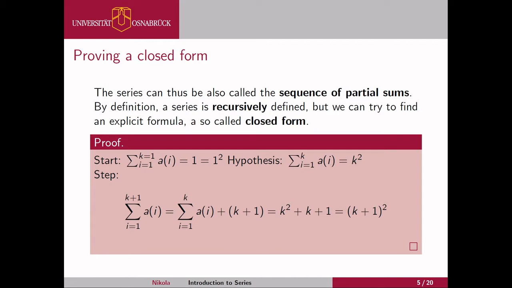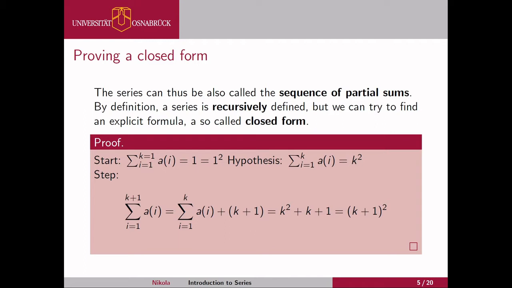And what we now want to do is find a closed form. So saying we just add the next odd number every time to get a new number would be a recursive definition. But if the series actually were to be the square numbers, so let's say capital A of n equals n squared, then this would be a closed form or an explicit form. And we can try to prove such a form if we already have a hypothesis how it looks like.